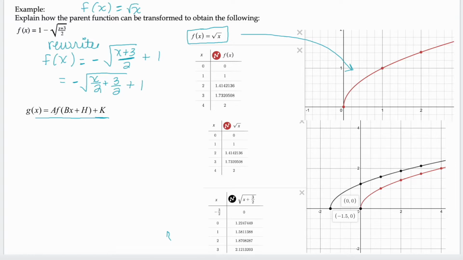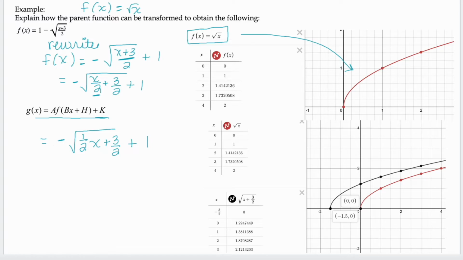And then finally, I'm going to bring this half in front of the x to make it a little easier to look at. So this is the same as the opposite of the square root of 1/2 x plus 3 halves plus 1. So now it looks just like our a times f of b of x plus h, plus k.